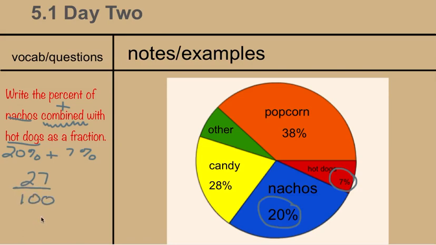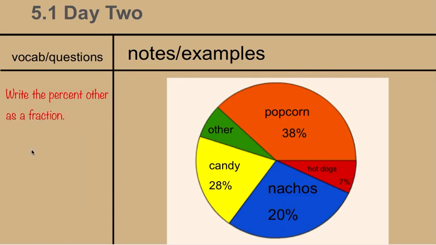Now, can we reduce this at all? Does it simplify? I know 9 and 3 go into 27, but they do not go into 100. So at this point, this is reduced because they don't share a common factor. And that's it. That's all the more there is to this. It's not very tough. You just have to pay attention.